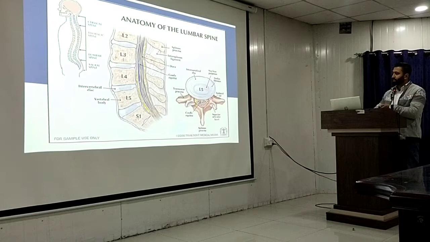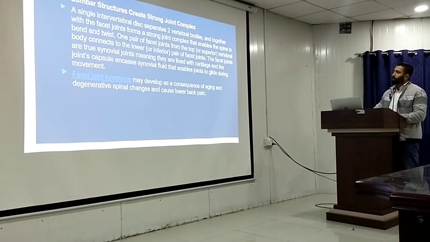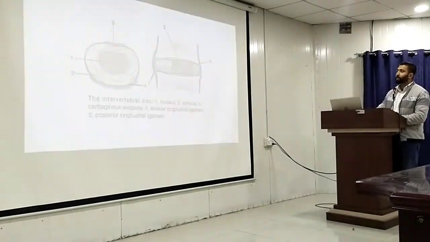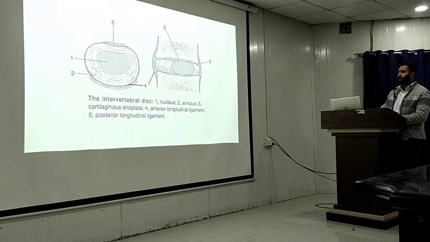These are the facet joints. The facet joints are two synovial joints, meaning they are lined with cartilage and the joint capsule. Synovial fluid enables joints to glide during movement. Facet joint syndrome, very common, may develop as a consequence of aging and degenerative spinal changes that cause lower back pain. This is the anatomy of the intervertebral disc.